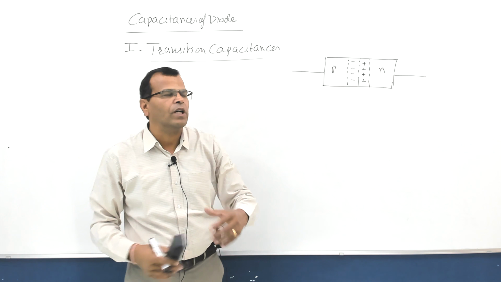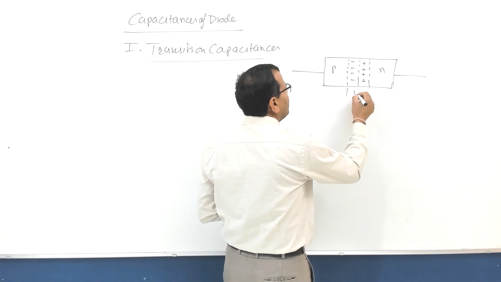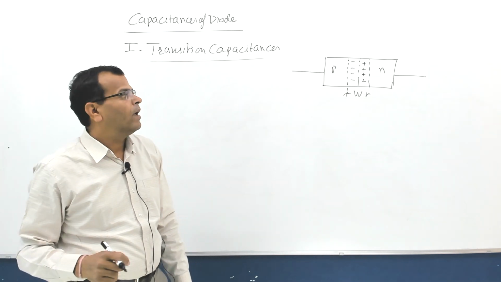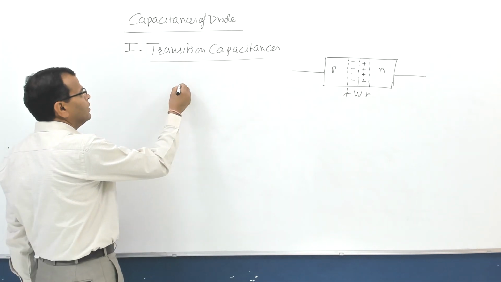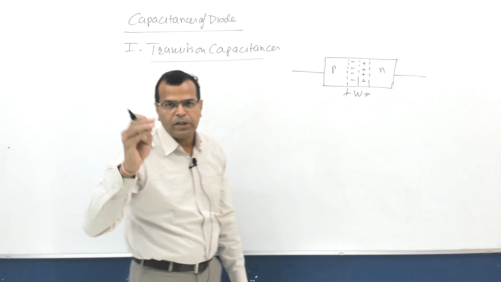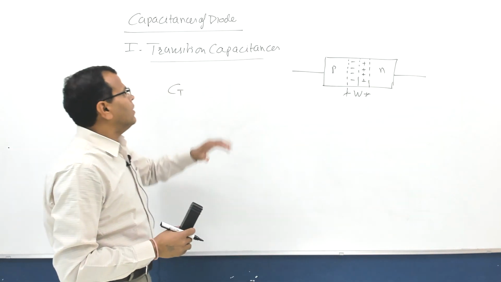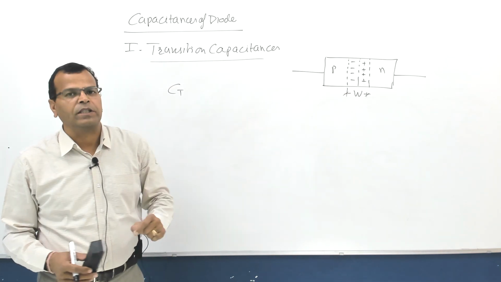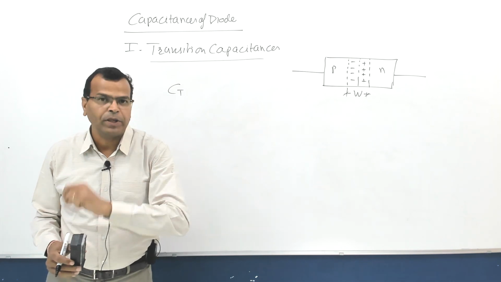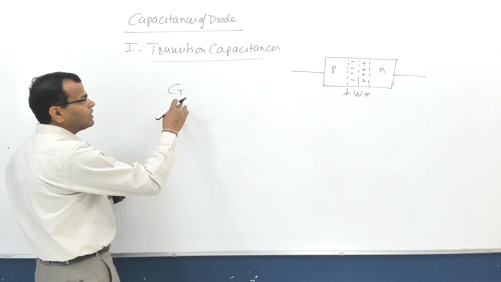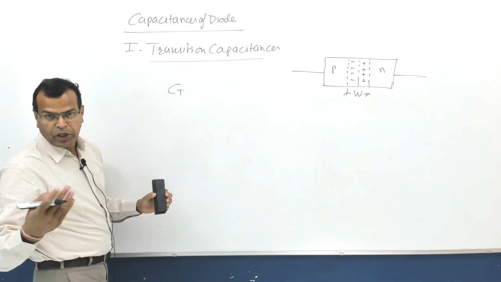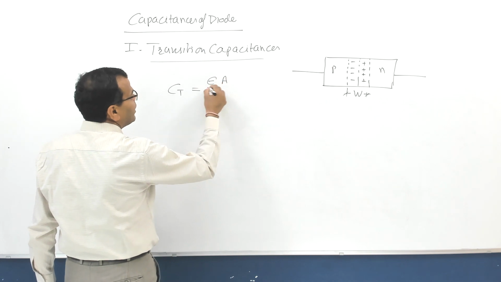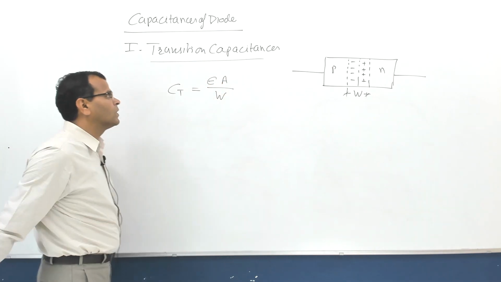If there are bound charges stored in the depletion layer and width of the depletion layer is W, then it must be possessing some capacitance. The capacitance of this depletion layer, I repeat, the capacitance of depletion layer is nothing but transition capacitance. It is also called space charge capacitance. It is also called junction capacitance. So the transition capacitance or junction capacitance or space charge capacitance of a diode is nothing but epsilon A by W. Please do remember this.